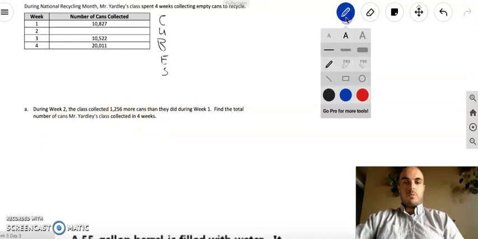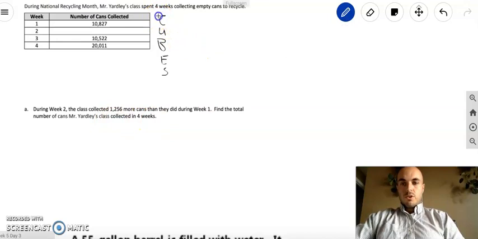All right, let's CUBES this. So let's circle important words. There's 4 weeks, which is important. During week 2, I'm not going to circle 2 for this because this is kind of more of a name. They collected 1,256 more cans than they did during week 1. Find the total number of cans collected in 4 weeks. Awesome. Now let's underline important words, measures.